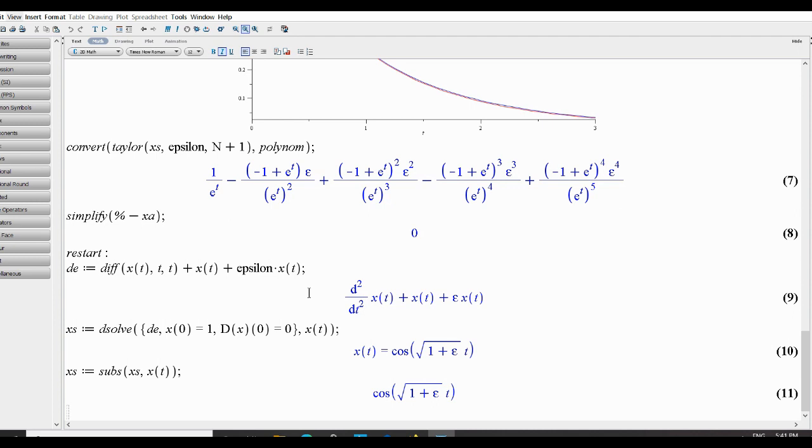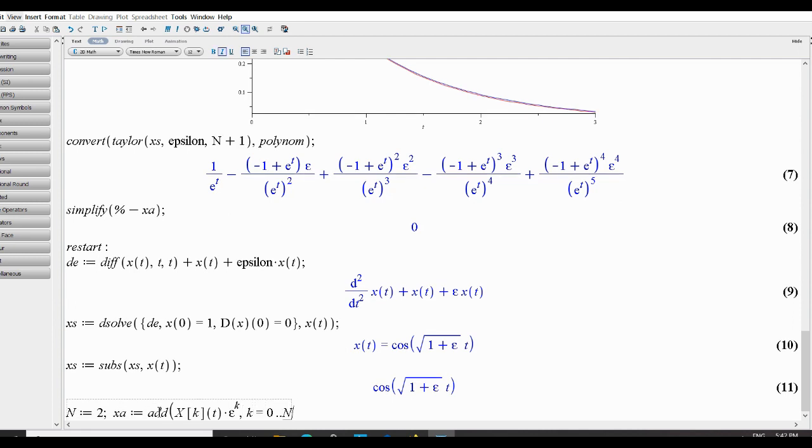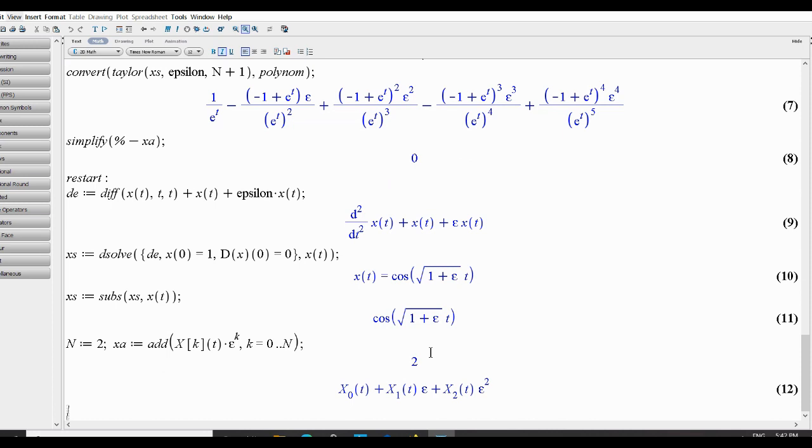Let me go back and solve this with a series expansion. I need to do something with n. I'll say n is equal to 2, and then xa is equal to the sum of capital X k of t times epsilon to the power k, k equals 0 to n. This is my assumed form. This is what succeeded for the previous problem, but it is not succeeding here, possibly. That is why I am showing you this example. We will see that we run into trouble.